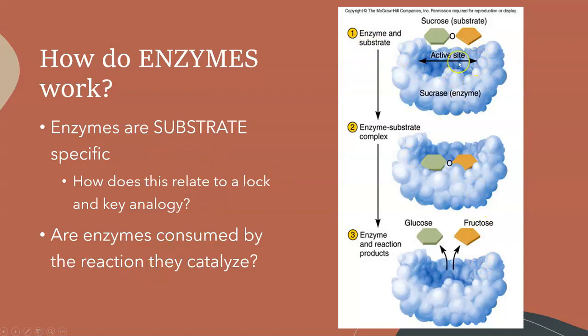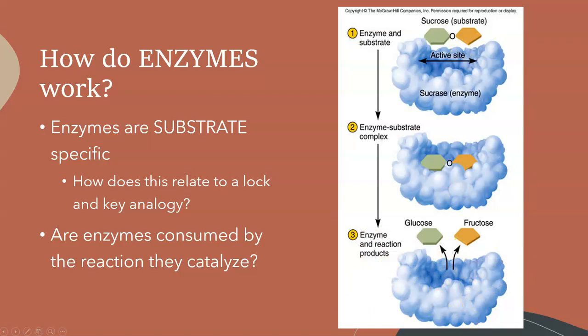So what happens? Here's the active site. The active site is just the very specifically shaped part of the enzyme that binds its substrate. Sucrose is the substrate. Sucrase, ASE again for enzyme, binds. This becomes the enzyme substrate complex. The chemical reaction occurs, and the enzyme and the reaction products are produced. Are the enzymes consumed by the reaction they catalyze? No. The enzyme remains unchanged, and it can go back to the top and get ready to do this again.